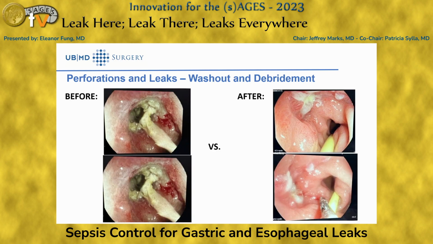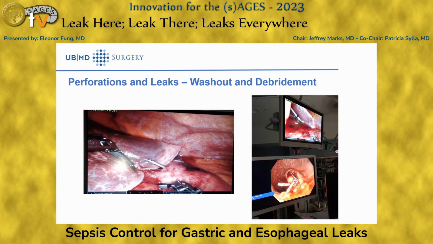I'll just go really quickly. Very similar example in terms of getting rid of the sutures as well as the necrotic tissue. And I also wanted to point out that there's a nasojejunal tube that was also placed endoscopically to maintain enteral access. And sometimes your debriding tissue is not necessarily necrotic tissue. It can also be endoscopic clips. So just keep that in mind.